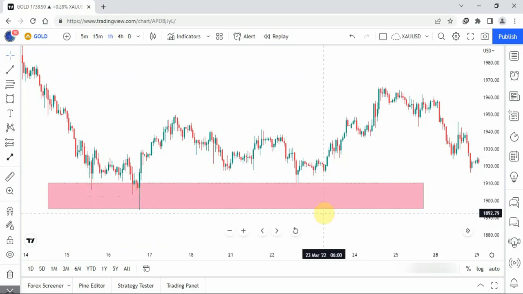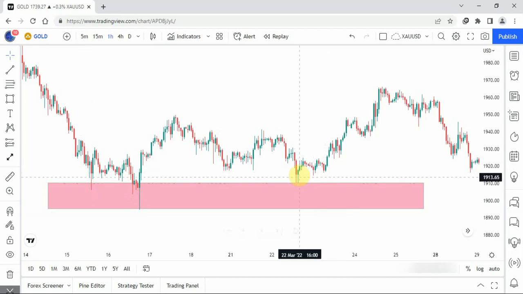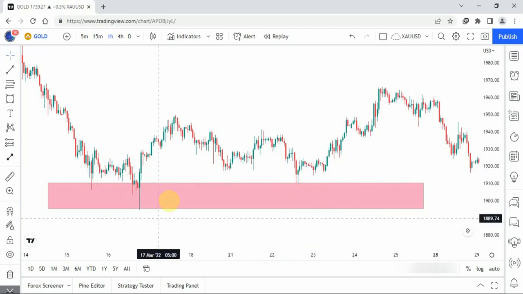To place a less risky and more secure position, I will put the entry point near the lowest value in this area. And the lowest value in this area is down here around this shadow, the end of this shadow. 1896 will be the entry trigger and point.